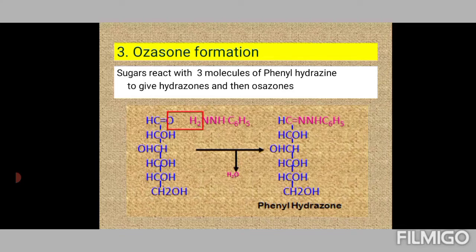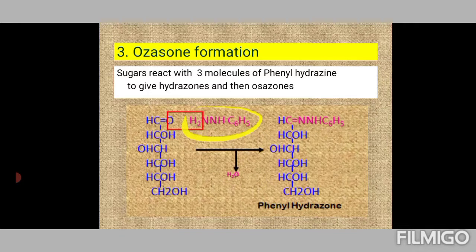Now, monosaccharides react with 3 molecules of phenylhydrazine, and that means an excess of phenylhydrazine, as we will see while we do practicals, to give hydrazone and then osazone. So this is actually a 3-step process. The first step is shown here.